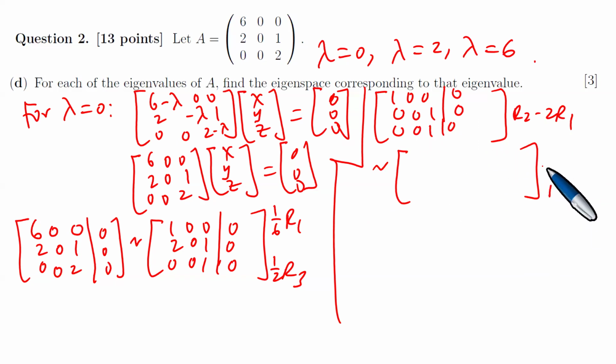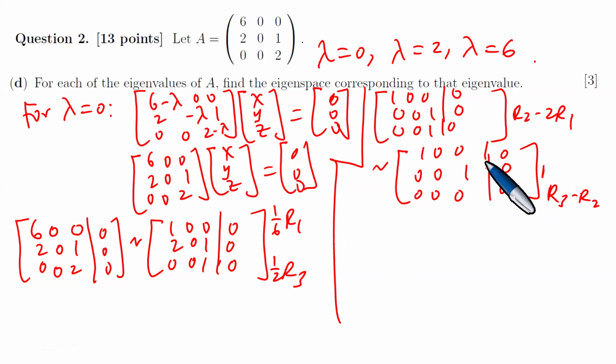Right, you can say row 3 minus row 2. Okay, 0, 0, 0, 0, 0. Then 0, 0, 1, it doesn't matter. You have freedom to write this the way you want. Then 1, 0, 0, 0. This is what we get, and this one is in reduced echelon form.